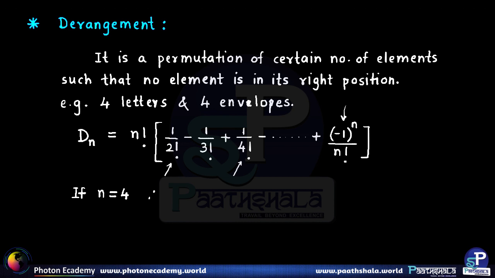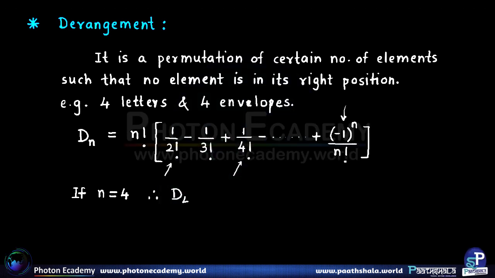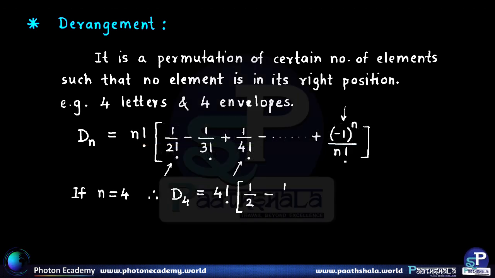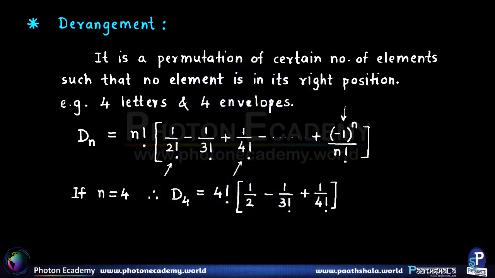So if we want to count how many derangements there are for 4 elements, it's nothing but D4, which is given by n factorial, which is 4 factorial, into the bracket 1 upon 2 factorial, which is 2, minus 1 upon 3 factorial plus 1 upon 4 factorial. As n is 4, we will consider only up to this particular term.